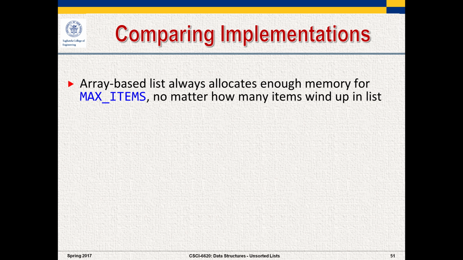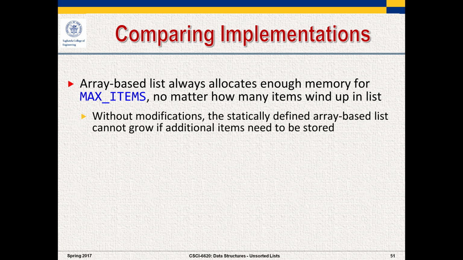The issue with that is, if max items is very large, you wind up allocating a lot of space that you might never use for your list. On the other hand, you cannot grow it. If your max items is too small and your lists tend to be larger than that, then of course you're stuck. There's no way to statically allocate an array like this.